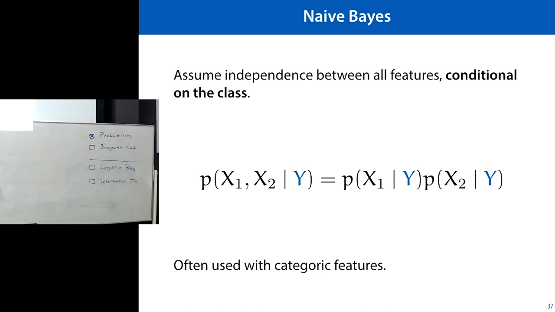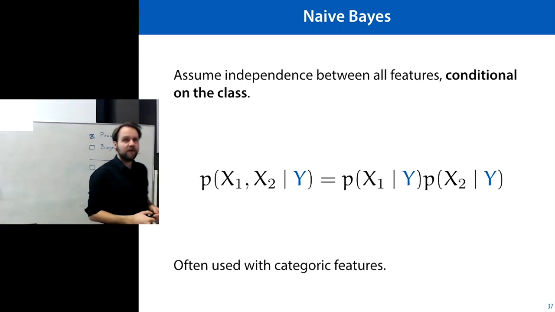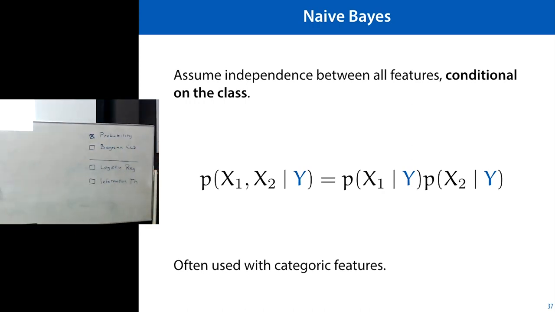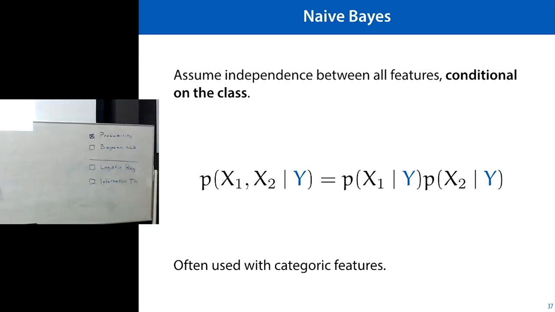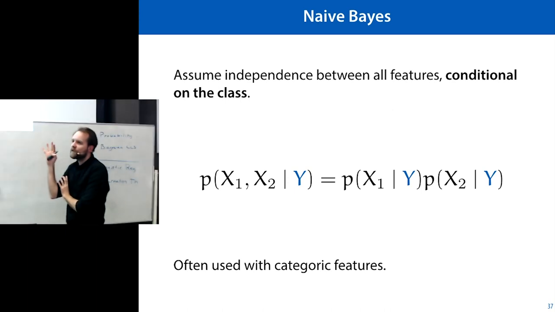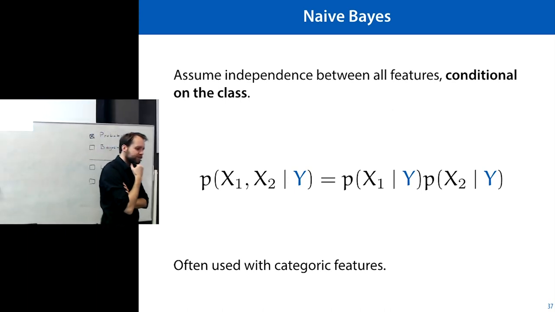That's why it's called naive, because we're making an assumption that we know to be untrue, but we know that the resulting classifier is still pretty useful in practice, which is that all the features are independent, conditional on the class. So it's conditional independence. If we know the class, then the probability of feature X1 is entirely independent of feature X2. This is sort of what you do in a linear classifier as well. So it looks like this.